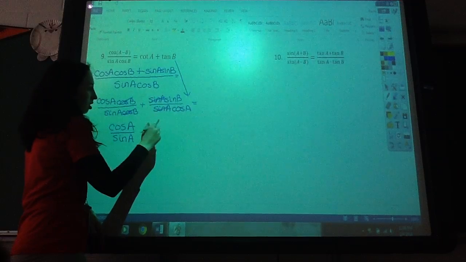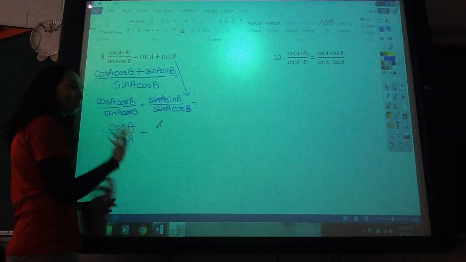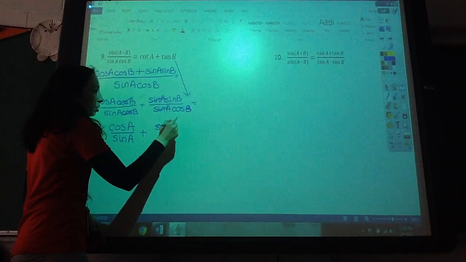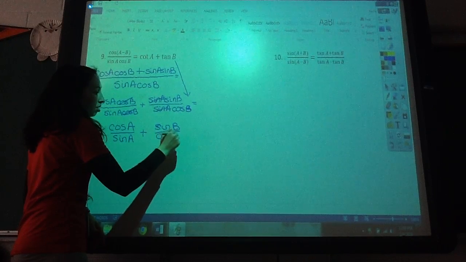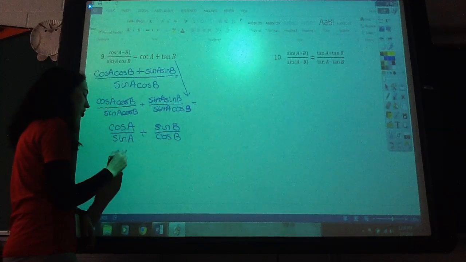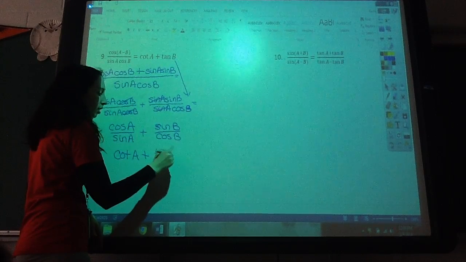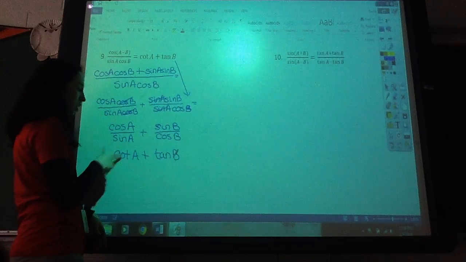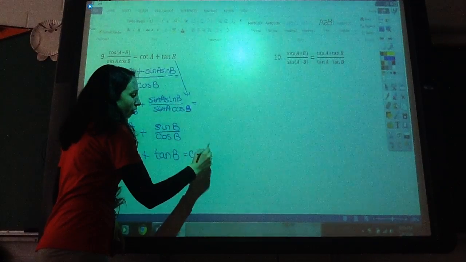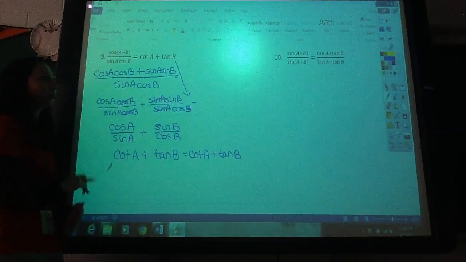And then sine B. Sorry, that should be a B. The A's and the B's, guys, it's just one of those things. You gotta keep yourself straight, I gotta keep myself straight. We all make mistakes. So cosine over sine is cotangent. And then sine over cosine is tangent. Again, keep the right letter with them. Cotangent A plus tangent B is what I wanted to find. So I'm done with that thing.